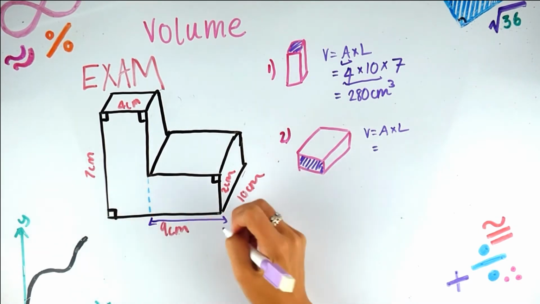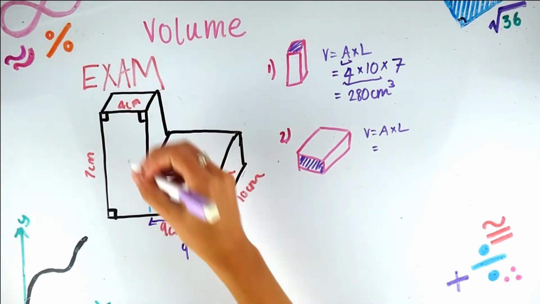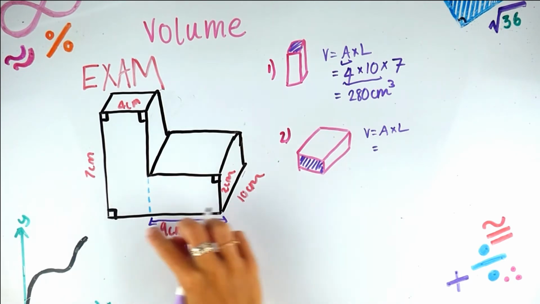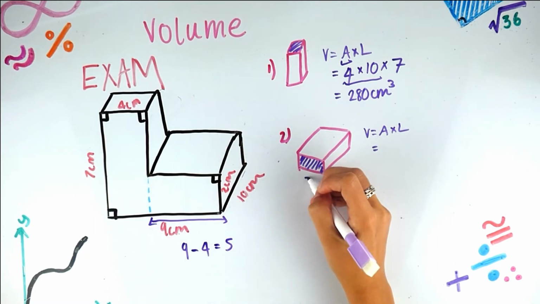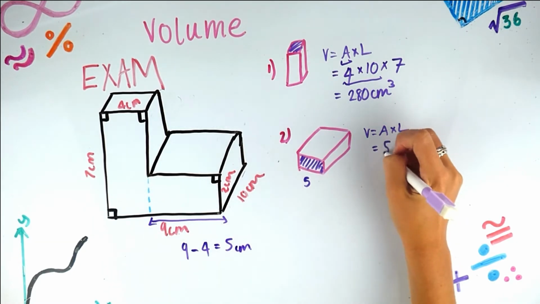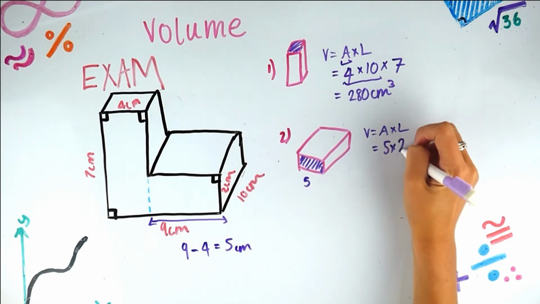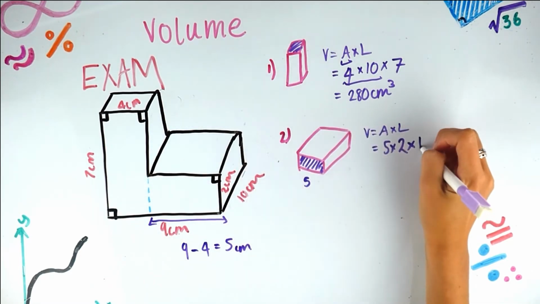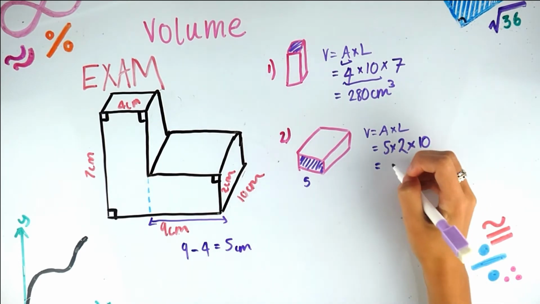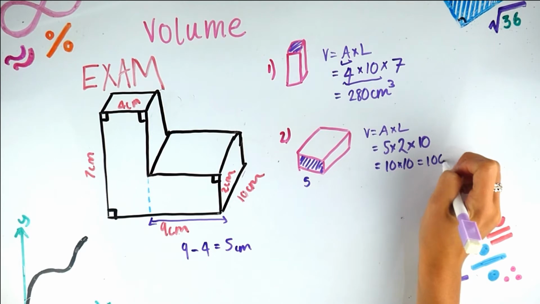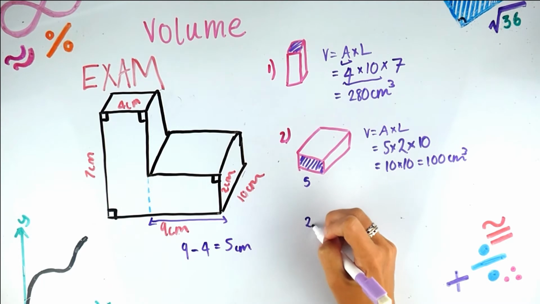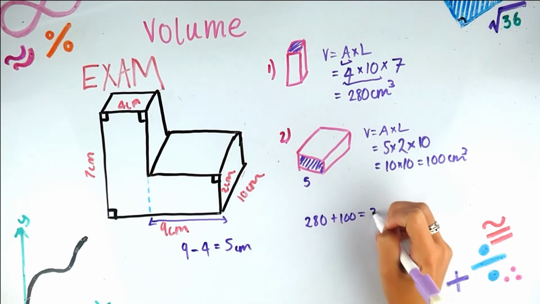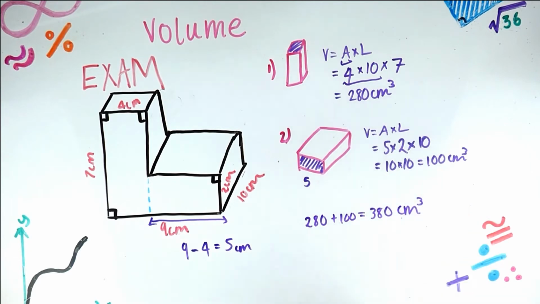So this length here is going to be this 9, take away this 4. So you've got the whole length of this is 9, subtract this bit, so that is 5. So this is 5 centimetres. So you've got 5 centimetres times this bit here, times 2, and then times by the length. So that is 10 times 10, which is 100 centimetres cubed. So now the volume of the whole shape is 280 plus 100, so it's 380 centimetres cubed. So that shows you an example of breaking it up.